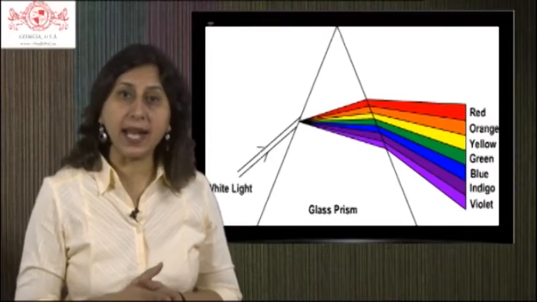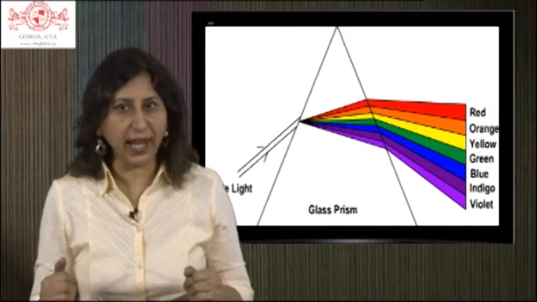Let us now understand what is reflection of light. We generally use mirrors to see ourselves in our homes. When we stand in front of the mirror, our image is formed because the light on us reaches the mirror and gets reflected from the surface of the mirror.